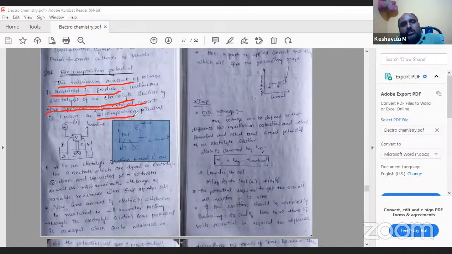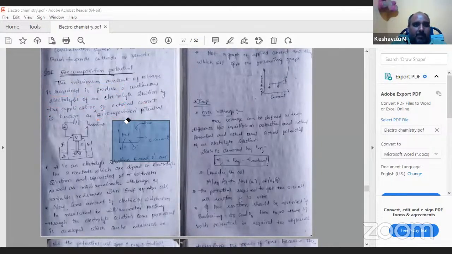Decomposition potential, right? The continuous electrolysis process is carried out by the application of external current. So the continuous electrolysis process should be carried out at what potential? At the potential at which the continuous electrolysis process is carried out, that we may call decomposition potential. So just see here, one experimental setup will be there, right?